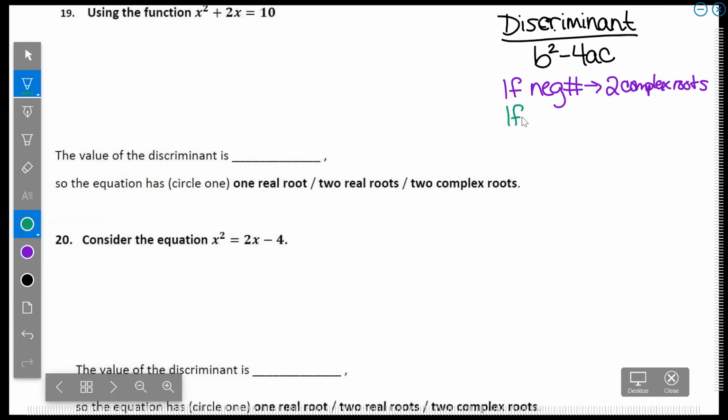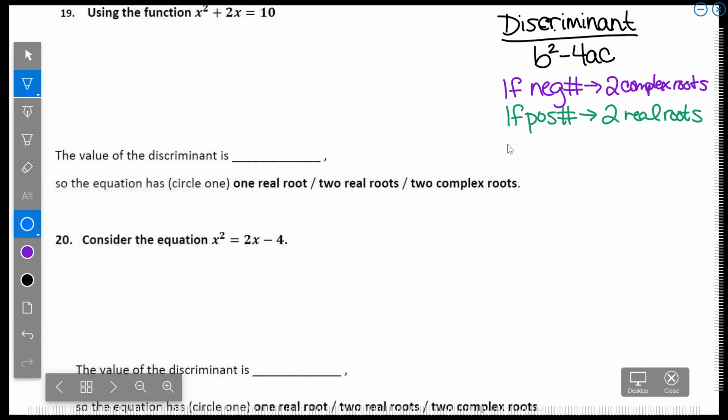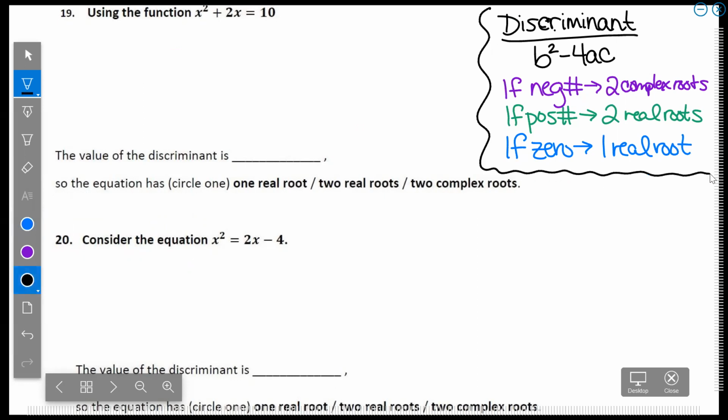If this comes out to be a positive number, then there are 2 real roots. And if this comes out to be 0, then there is 1 real root. This information right here, I would make sure is on my cheat sheet if I were you. Very important module 3 information.